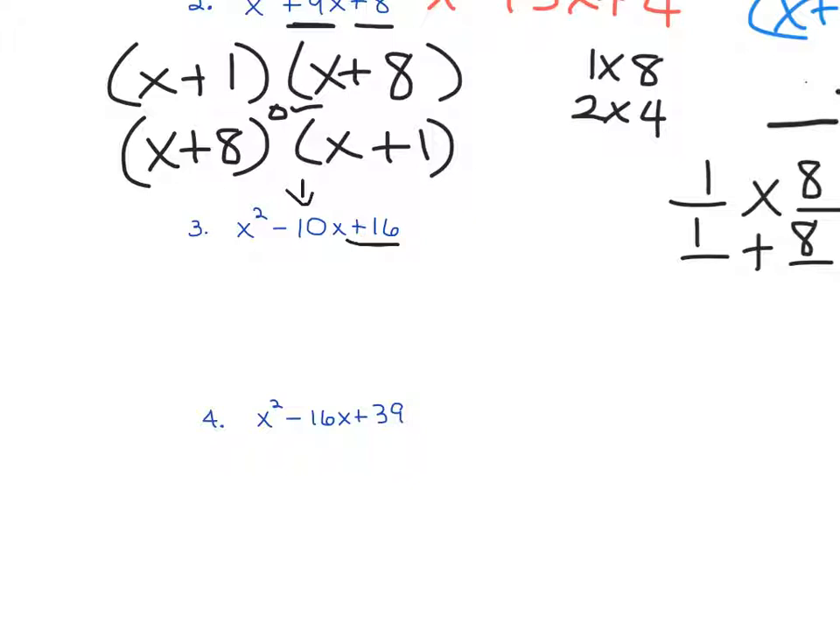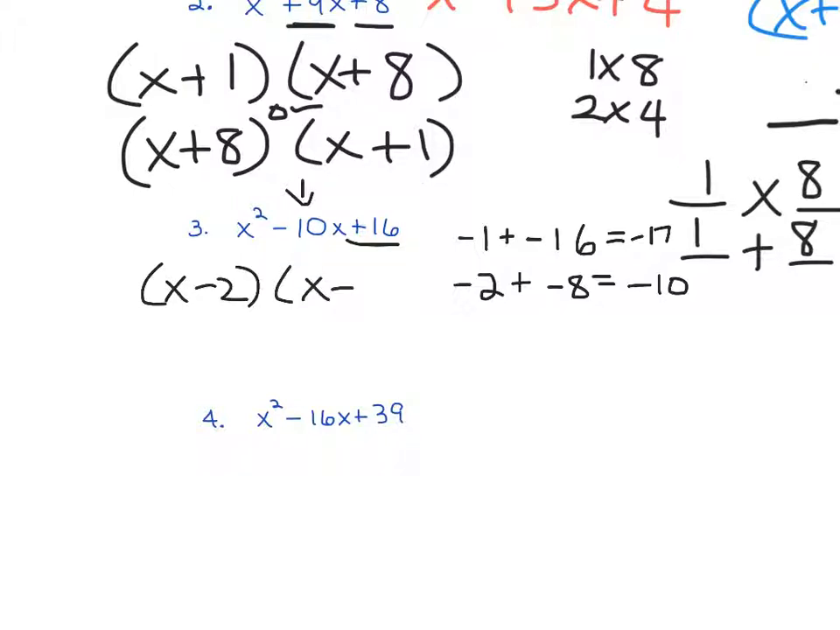So let's list the factors of 16. So 1 times 16, and both of them being negative. So notice when you add those two, I get -17. It's not what I'm looking for. Then if I do -2 times -8 gives me the positive 16, but when I add them, I also get that -10 that I was trying to get. So x minus 2, x minus 8.